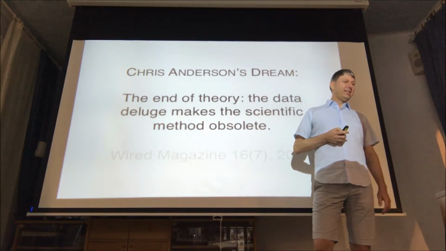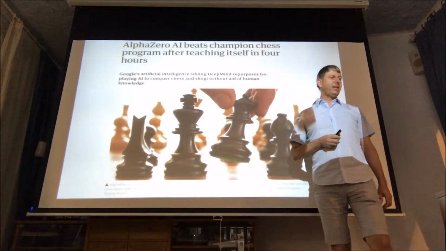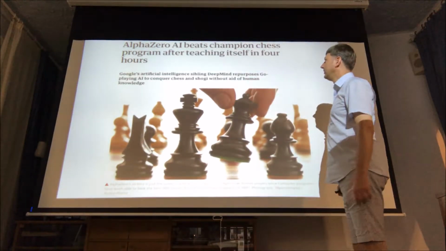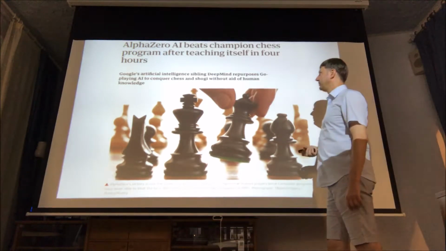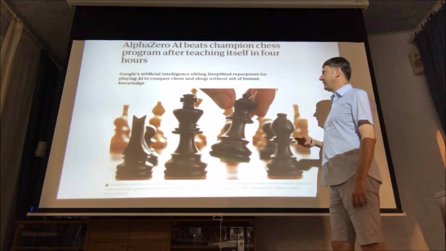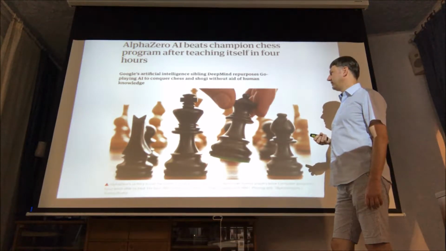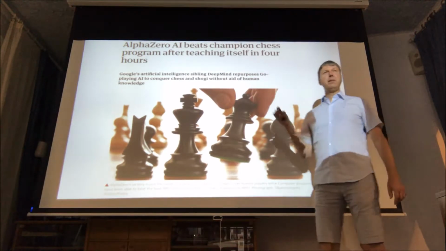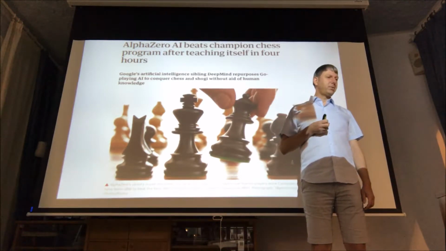Now the question is, are we getting there? If you ask Google, then they would say yes. They have now AlphaZero. This is an AI system that teaches itself how to play chess or Go, and within just a few hours basically beats not only the best chess player in the world, but also the best computer program that we had before.